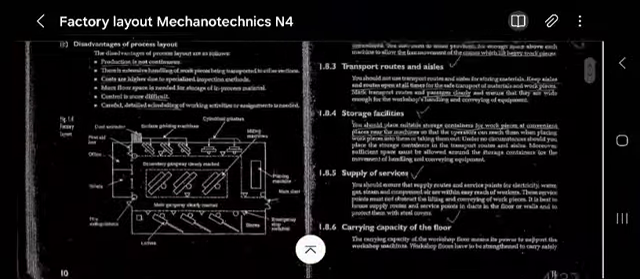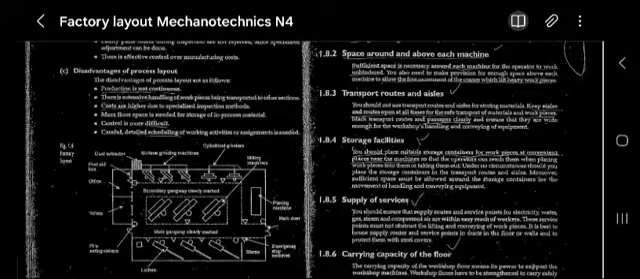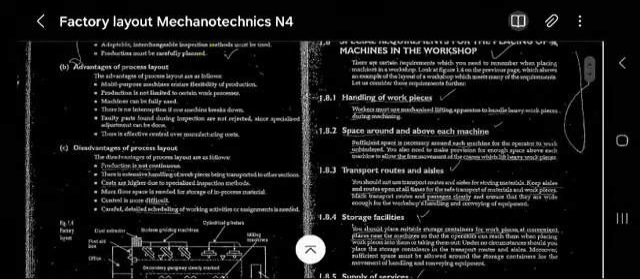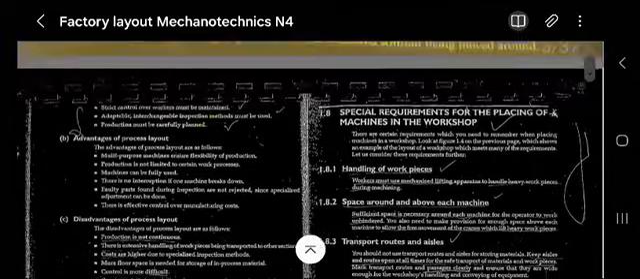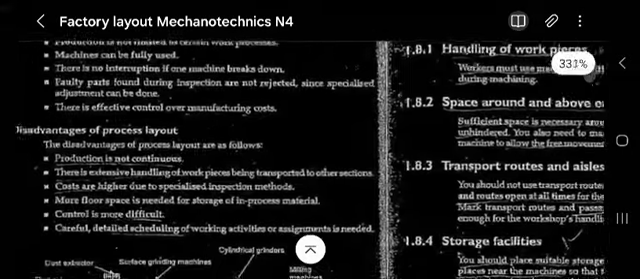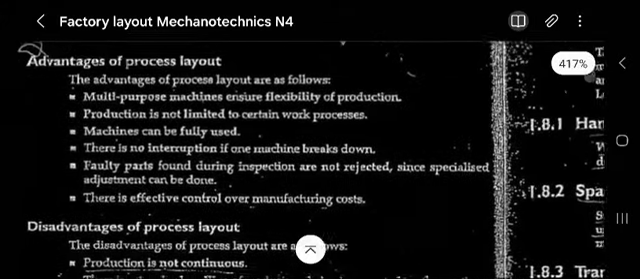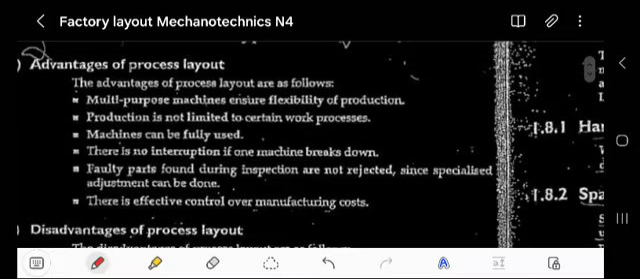Let's check here. We are still under the process layout. Let's check whether this is a simplified version or not. Let me zoom in. Yeah, this is the same thing, but we want to check this as simplified. Advantages of process layout.